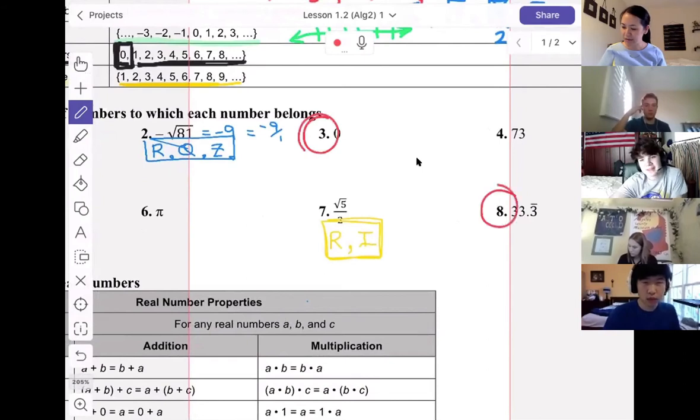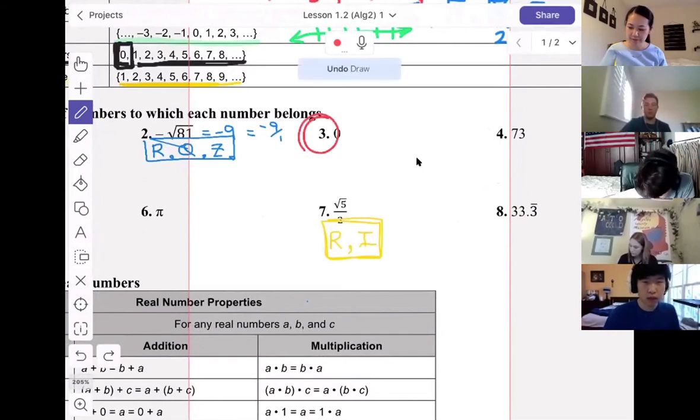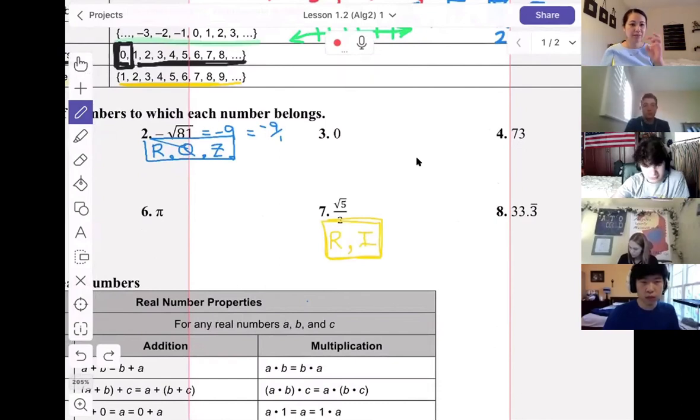I have a question. Oh, question, yes. Can any whole number be an integer? Yes, so if you look at the picture, the entire set of whole numbers is within the integers. So if it is a whole number, it is an integer.